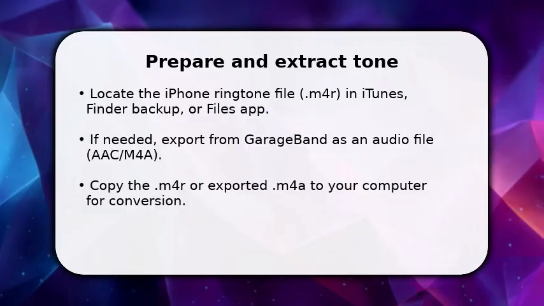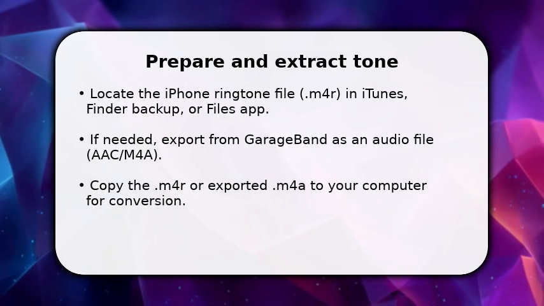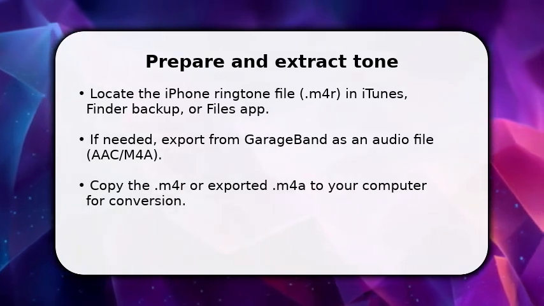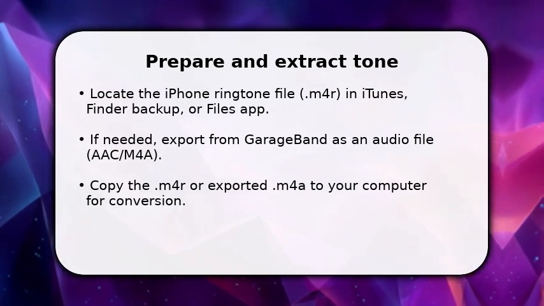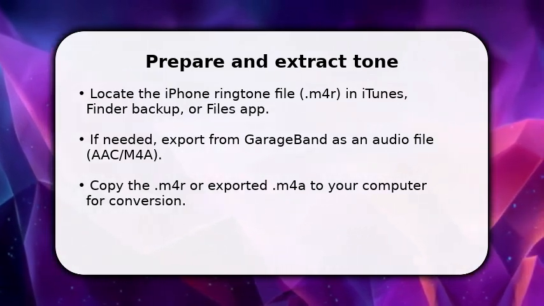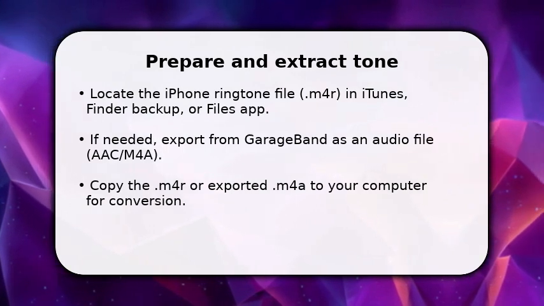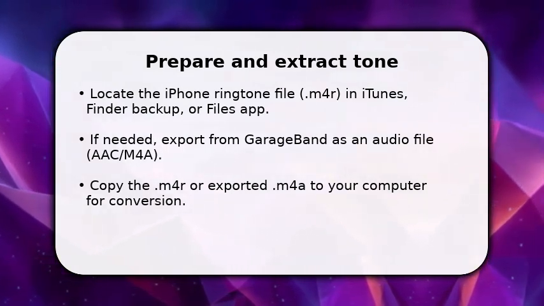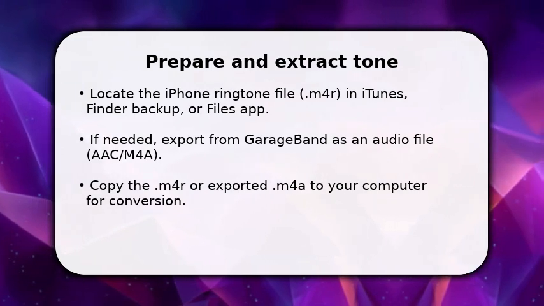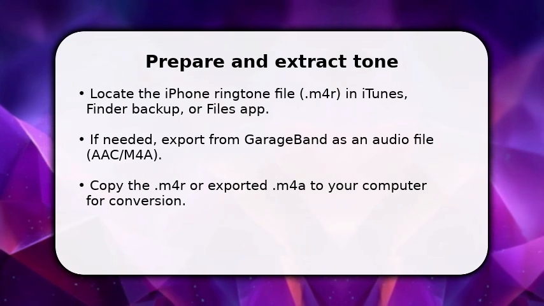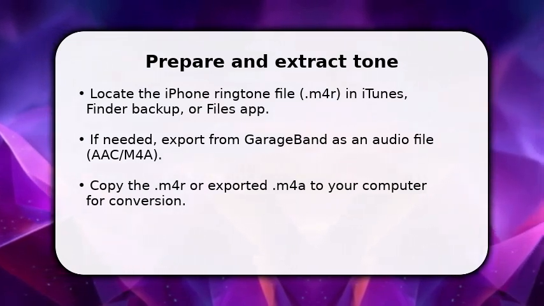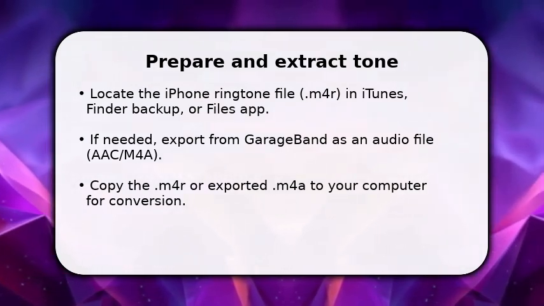You start by getting the actual ringtone file off the iPhone. Open iTunes or Finder if you backed up, or export from GarageBand as an audio file. Once you have the M4R or M4A on your computer, make sure it's the full ringtone length and not locked by DRM. You'll use that file next to convert into an Android-compatible format, so name it clearly and place it in a folder you can access easily.